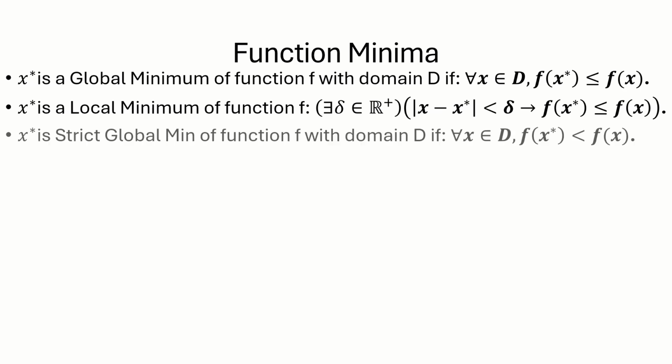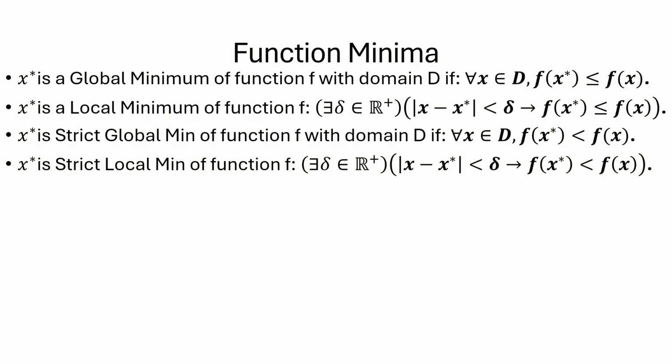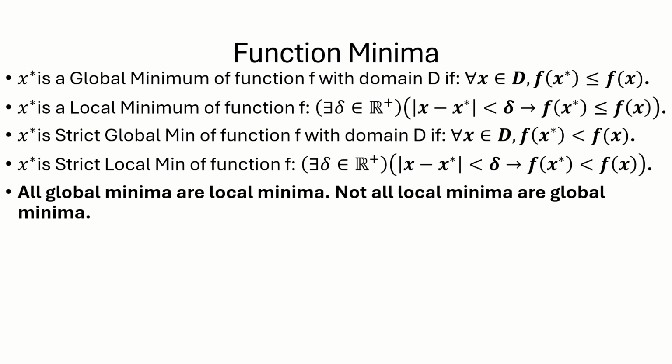A global minimum is said to be strict if the value is strictly less than the value anywhere else in the domain. And likewise, a local minimum is said to be strict if the value is strictly less than the value anywhere in a small enough neighborhood around x star. Note that all global minima are local minima, but not all local minima are global minima.